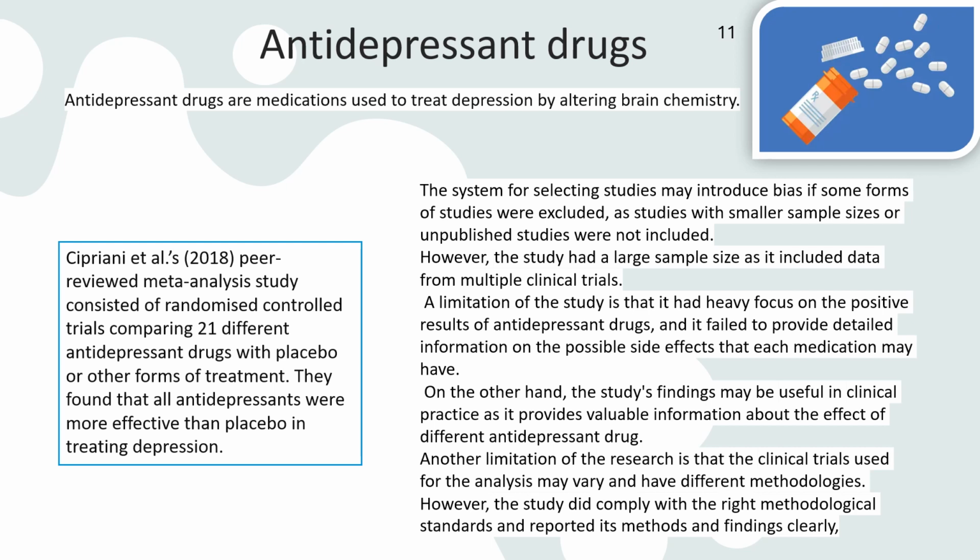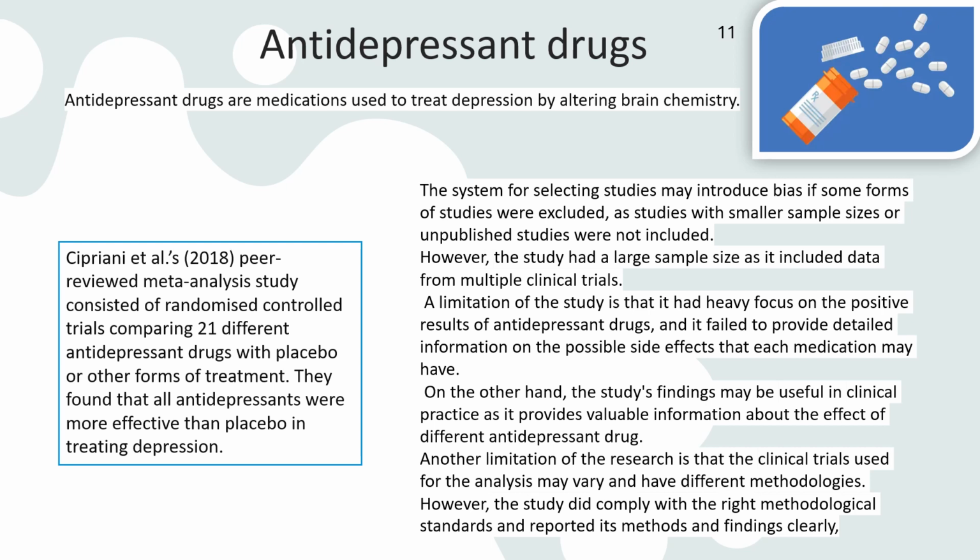Antidepressant drugs. Antidepressant drugs are medications used to treat depression by altering brain chemistry. A common antidepressant drug is selective serotonin reuptake inhibitors, SSRIs. Cipriani et al.'s 2018 peer-reviewed meta-analysis study consisted of randomized controlled trials comparing 21 different antidepressant drugs with placebo or other forms of treatment. They found that all antidepressants were more effective than placebo in treating depression.